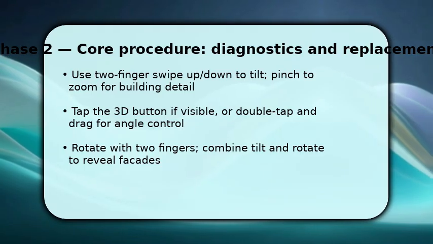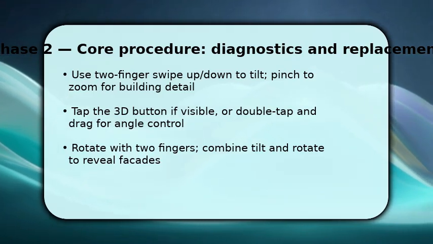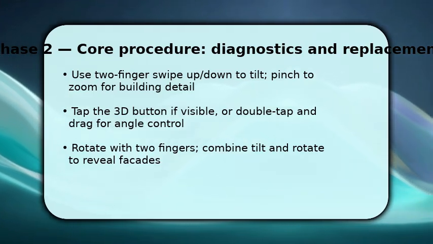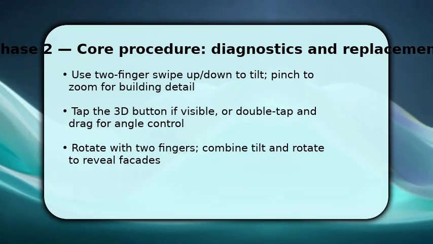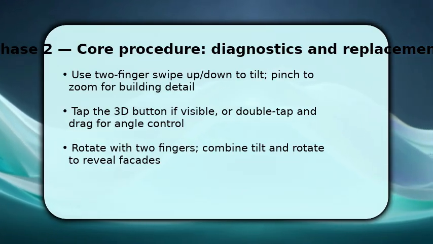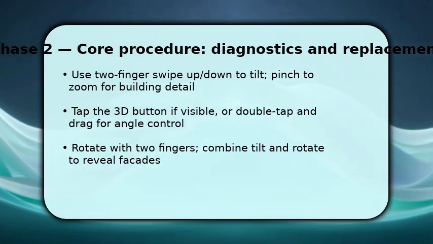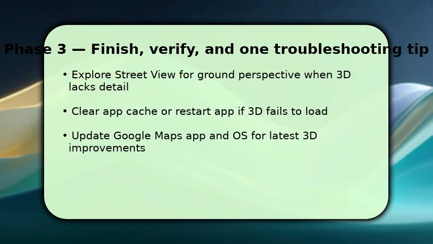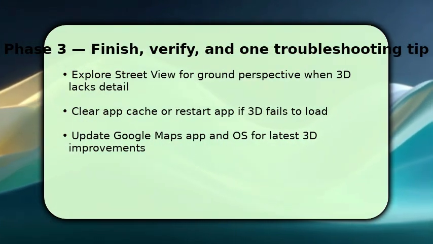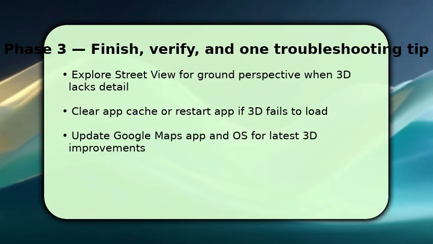Make sure to combine tilt and rotation slowly, so the app can load higher resolution building meshes and textures without stuttering or gaps. To finish, frame the shot by adjusting tilt and zoom until building geometry and shadows look correct. Save a screenshot if you need a static reference.